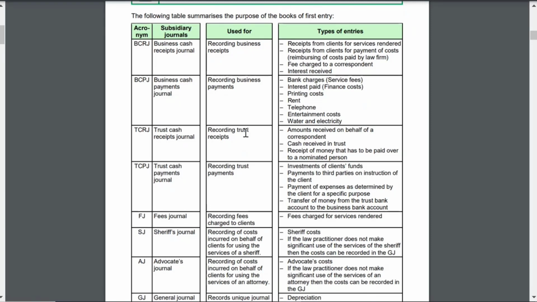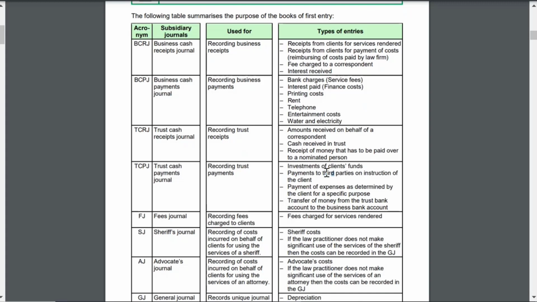So that is called the transfer procedure, but we will go into detail. I think it's in learning unit 6. And then the trust cash payment journal is for all the payments that are done regarding the trust. So for example, investment of client's funds, payment of third parties on instruction of the client.